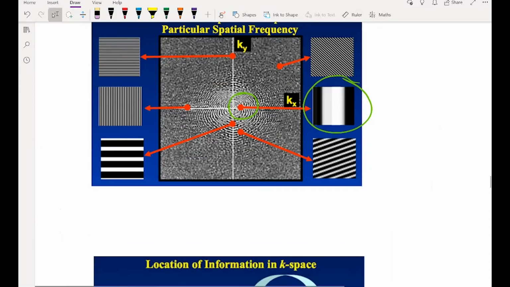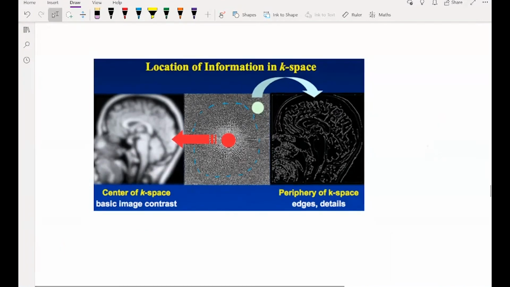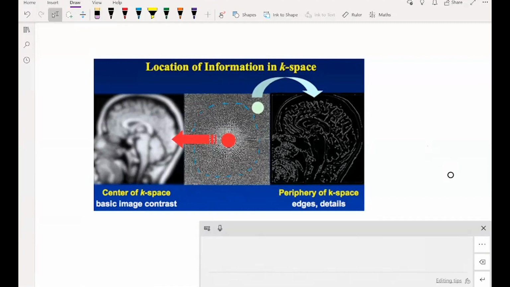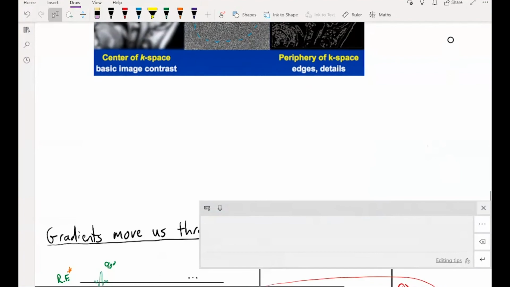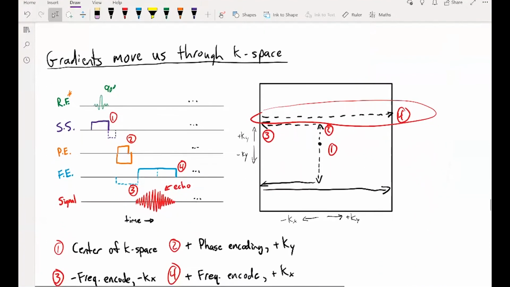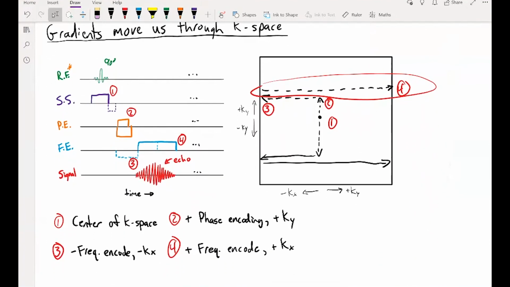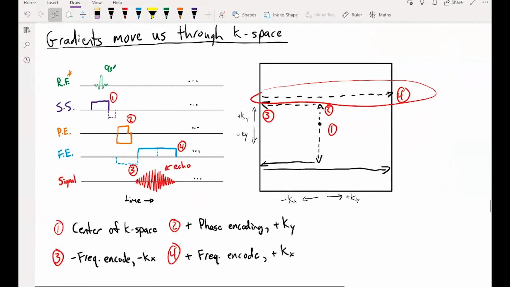And the main takeaway of K-space here is that the big blurry contrast of the image is in the middle, and the fine details, those edges of the brain and everything else, are on the outside of K-space. And that's really the main takeaway of K-space, that one point. And then I talked about how there's this relationship between the gradients we apply and our location in K-space, which is quite helpful when we're considering pulse sequences, which we will be doing a lot next session.